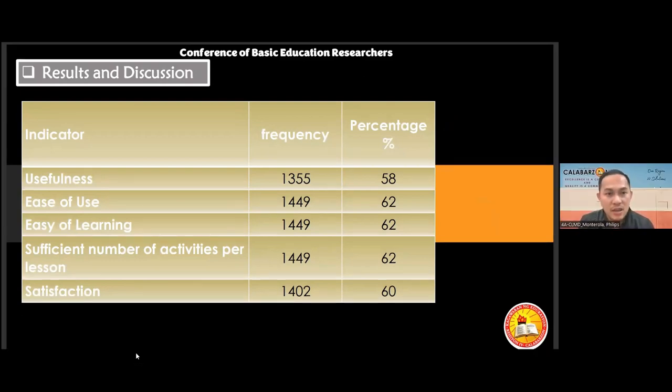For the results and discussion, we have 5 indicators, and these are in terms of usefulness, ease of use, ease of learning, sufficient number of activities per lesson, and then the satisfaction. For usefulness, we have 1,355, and that would be 58%. The ease of use would be 1,449, and that is 62%. For ease of learning, we have 1,449, and that would be 62% also. For the sufficient number of activities per lesson, we have 1,449, and that is 62% also. For the satisfaction, we have 1,402, and that would be 60%.